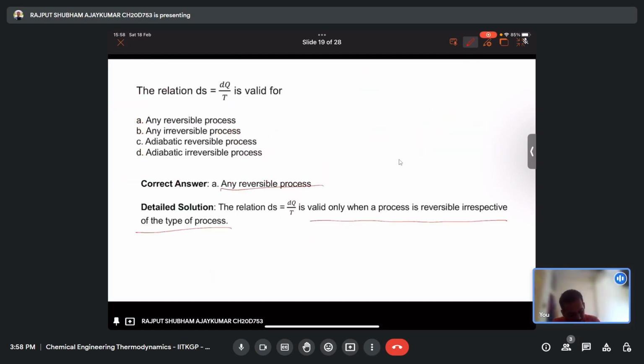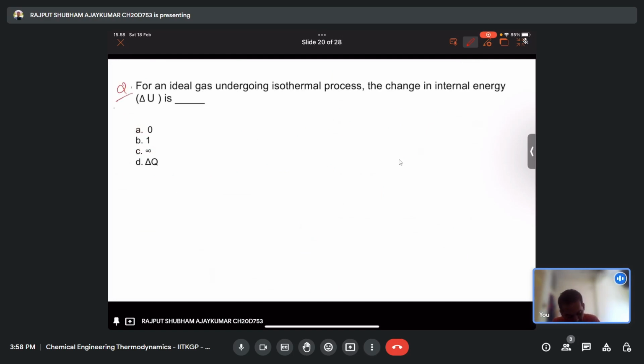Okay, we'll go to another question, a similar MCQ. For an ideal gas undergoing an isothermal process: like the previous term I said, a constant entropy process is known as isentropic. Now, what is isothermal? It's related to constant temperature. So if your process is an isothermal process, it is performed at a constant temperature.